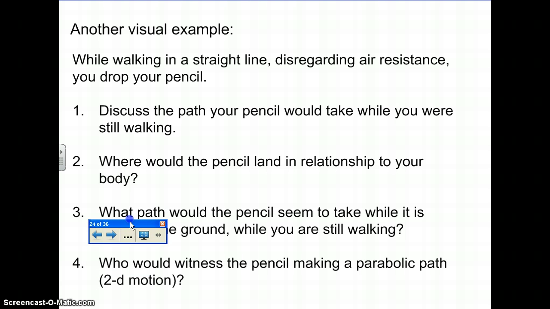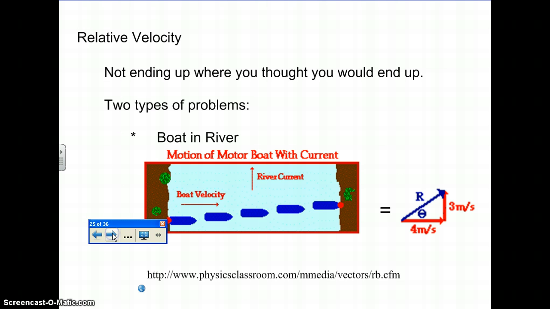And then who would witness the pencil making a parabolic path? A person that was standing still, right? A person that was standing still would see this 2D motion. Because to you, it's like, oh my gosh, it landed right beside me. It must have just fallen straight down. Well, that's because you were moving along with the pencil, just like the package was moving along with the plane. So from the pilot's perspective, it looked like it was just falling straight down. 2D motion, need that frame of reference.